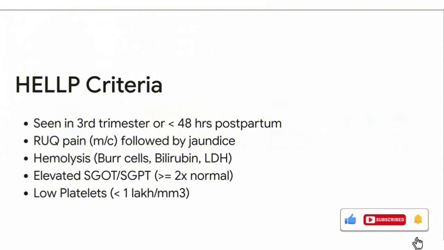For hemolysis, you need any 2 markers: burr cells or schistocytes on a peripheral smear, serum bilirubin 1.2 milligrams per deciliter or higher, LDH massively elevated over 600, or decreased haptoglobin. For elevated liver enzymes, SGOT and SGPT must be at least 2 times the normal value. Now here is a golden exam pro tip for you. ALP, or alkaline phosphatase, is not considered for diagnosis. Why? Because ALP normally in pregnancy may be elevated due to the placenta. And finally, for low platelets, the count drops below 1 lakh.